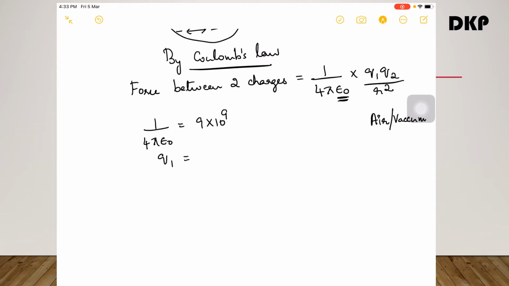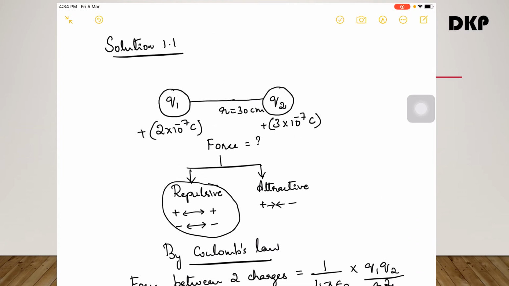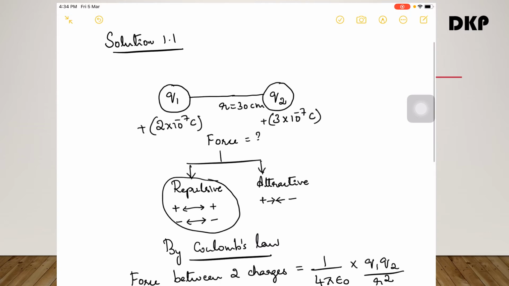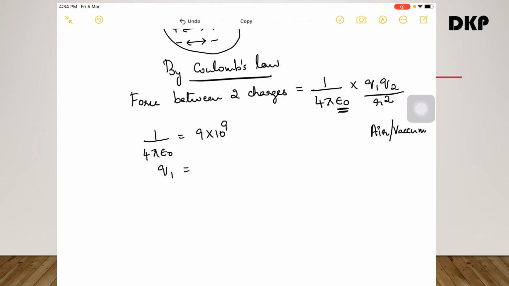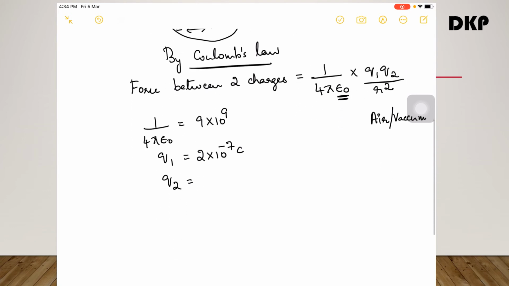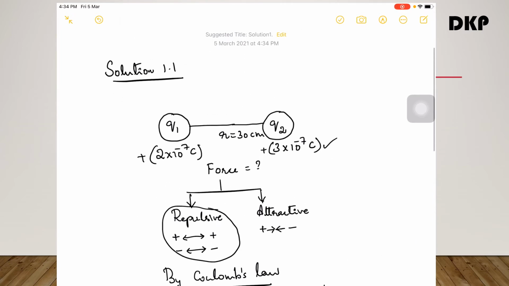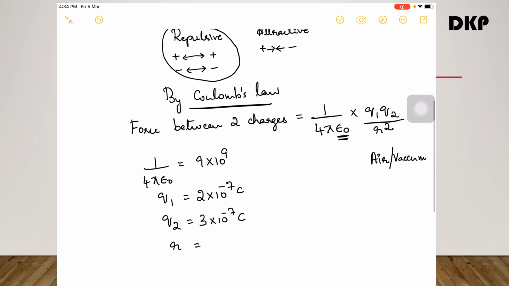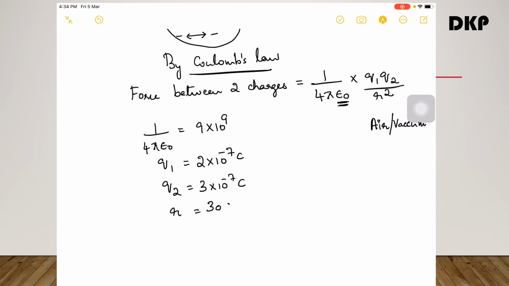What is q1? q1 is given in the question, that is the first charge. Value of the first charge is 2 into 10 to the power of minus 7 coulomb. So q1 is 2 into 10 to the power of minus 7 coulomb, and what is the value of q2? 3 into 10 to the power of minus 7 coulomb. What is r? r is the distance between these two charges, distance between q1 and q2. It is 30 centimeter.